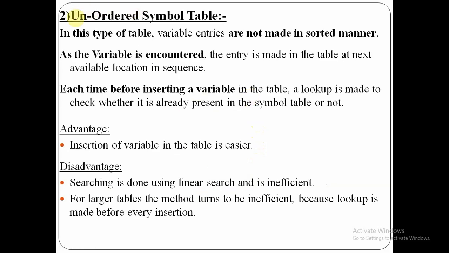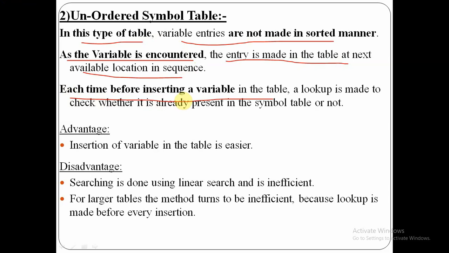Unordered symbol table means the elements in the symbol table are not ordered in any format. So in this type of table, variable entries are not made in sorted manner. That means as the variable is encountered, the entry is made in the table at the next available location in the sequence. So no order for creation. We can insert a symbol into the table in the next available free slot in the symbol table.